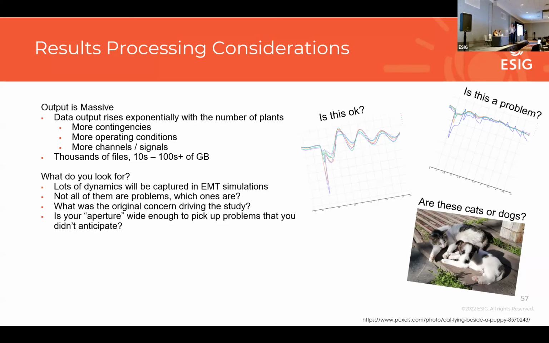It's easier to say, okay, we've got so much here, we need to be very focused and process this efficiently, but at the risk of missing something that you didn't expect that could be a real problem. So for instance, is this okay? Is this a problem? Are these cats or dogs, right? Sometimes you think it's easy and then you really get into it and you realize, okay, this isn't so straightforward.